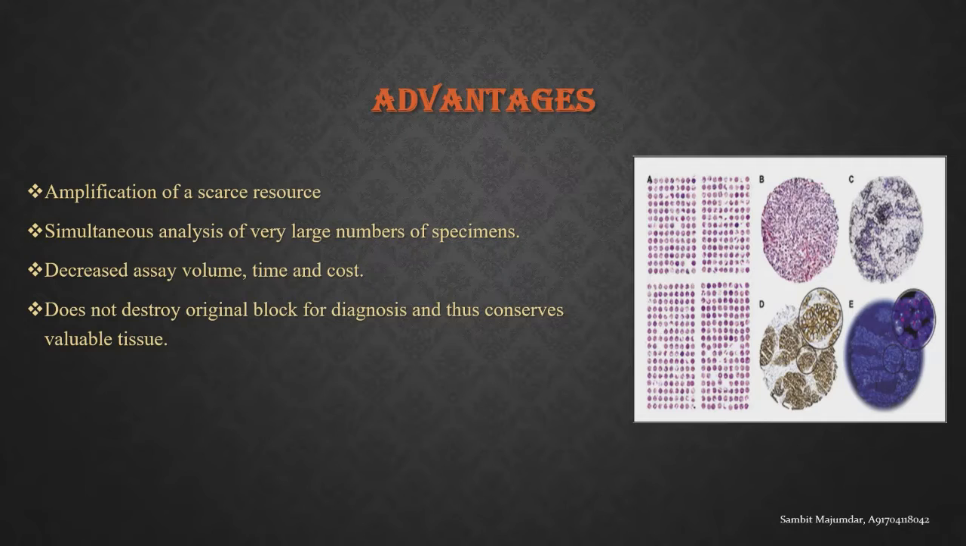Advantages of tissue microarray. First is amplification of scarce resources. Second is simultaneous analysis of very large numbers of specimens. Third is decrease in assay volume, time and cost. And the last is that the original block does not get destroyed for diagnosis and thus conserves valuable tissue.